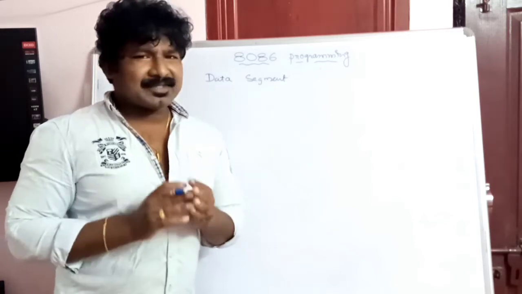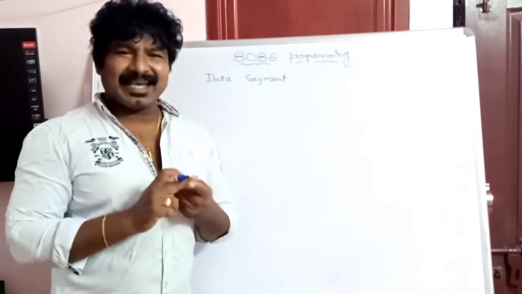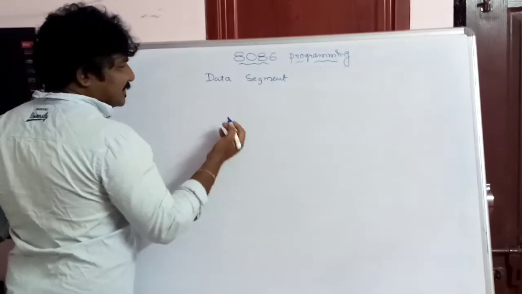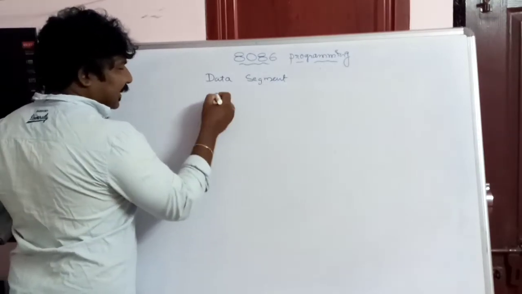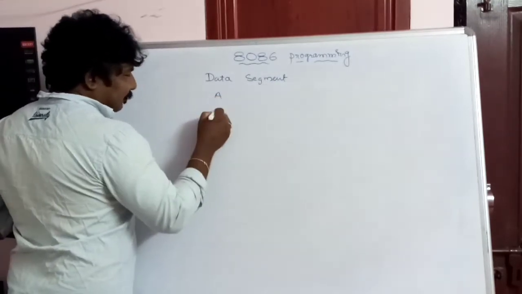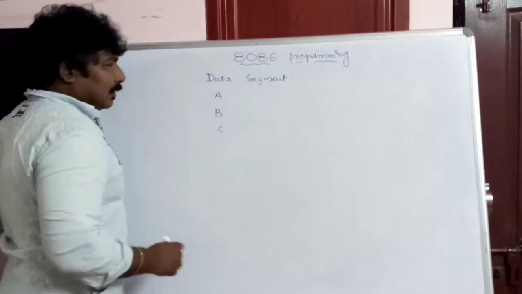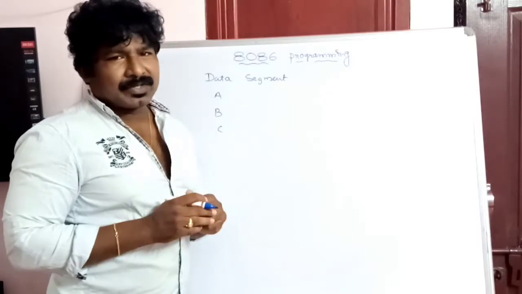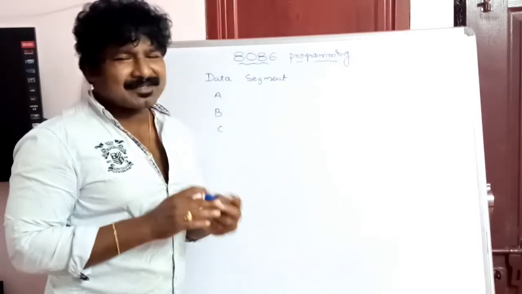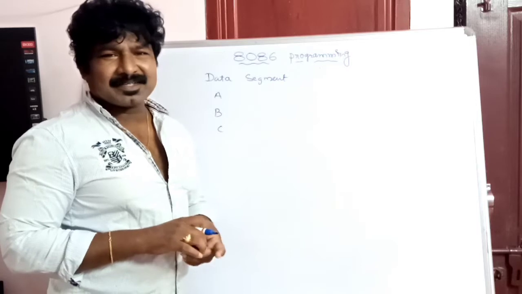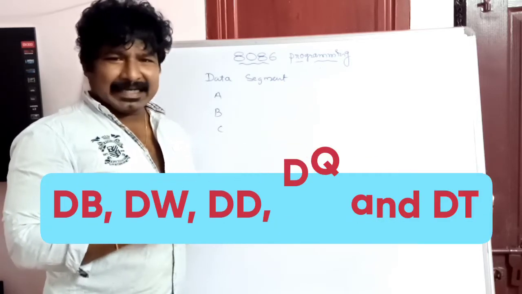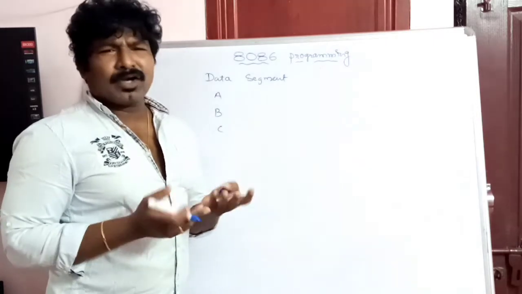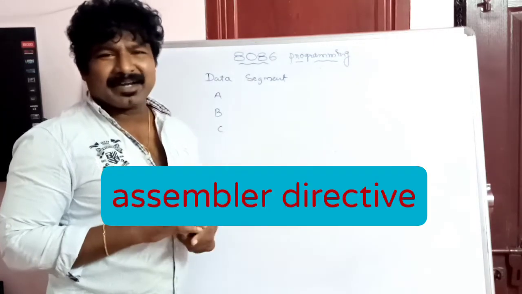For this I need to declare three variables, that is A, B, C. So inside a data segment I can declare my variables A, B, C. How do we allocate memory for A, B, C? For this there are some special commands available in 8086. Those are called db, dw, dd, dq, dt. What are all these things? These are called assembler directives.